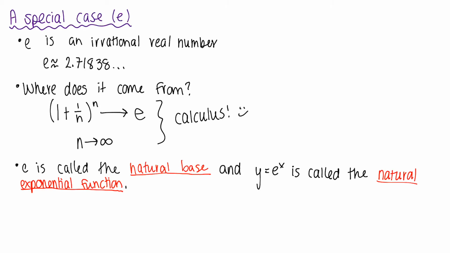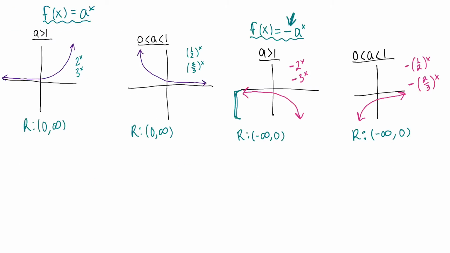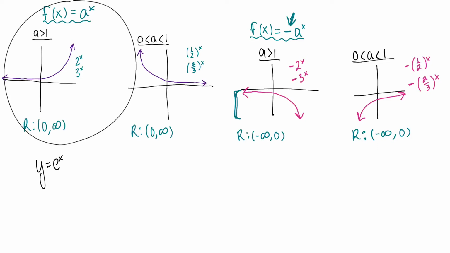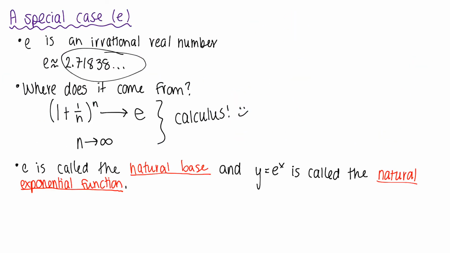But it behaves just like any other exponential function. So when it comes down to it, 2.71838 is still a number that's greater than 1. So y equals e to the x is going to look like this. It's a number between 2 and 3, so it's going to be somewhere between 2 to the x and 3 to the x. It'll kind of sit right in there. So it's not going to look any different. It's just that e itself is a special number, so something worth noting.